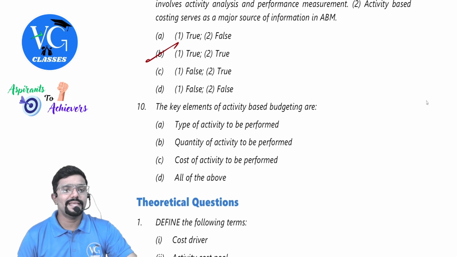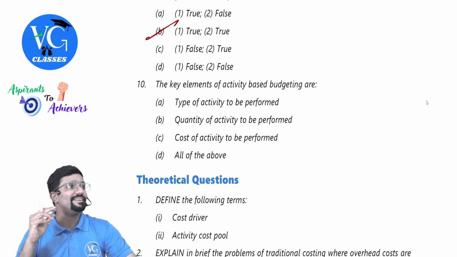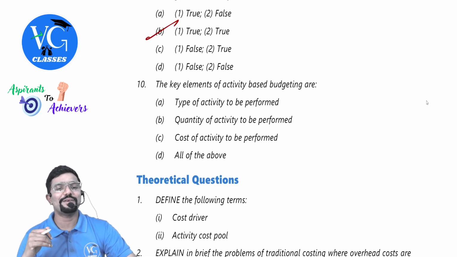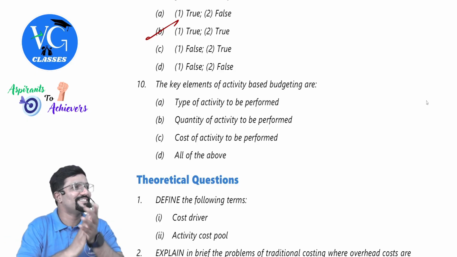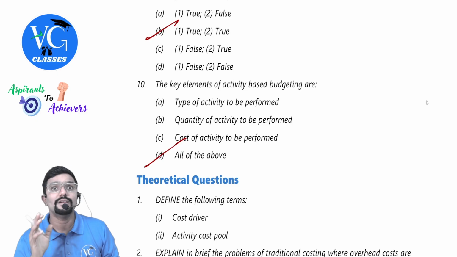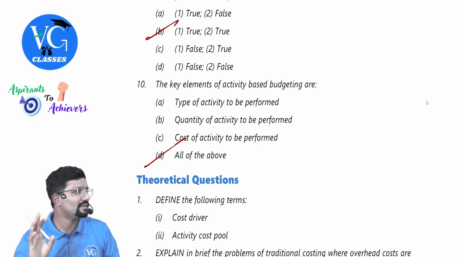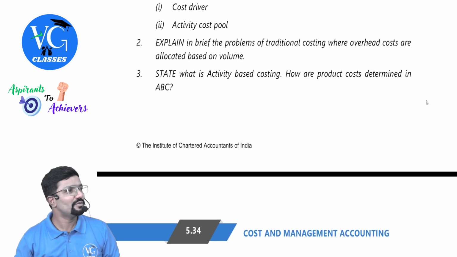Last one. The key elements of activity-based budgeting are: type of activity to be performed, quantity of activity to be performed, cost of activity to be performed. Sir, you only told us, sir. Don't even read the options, straight away go to all of the above. Clear? Theoretical question. You can go through now.